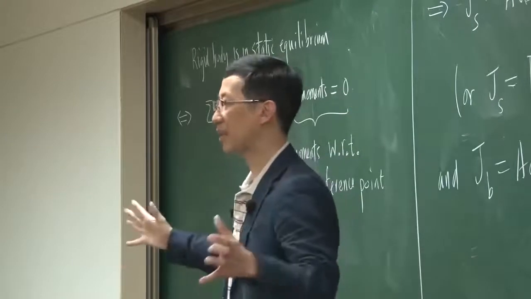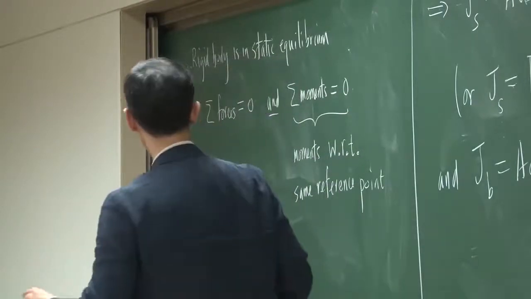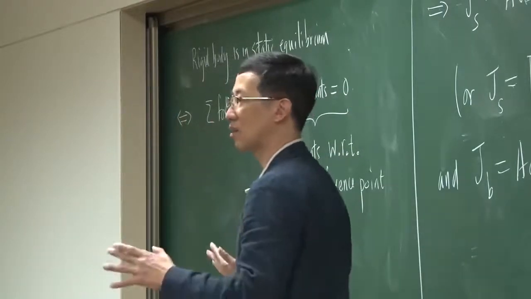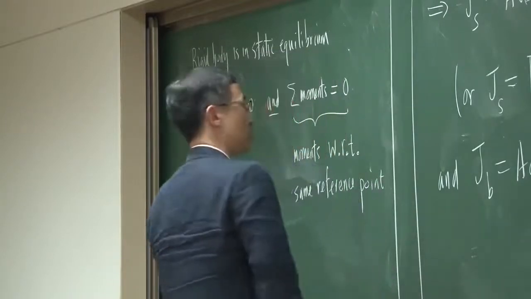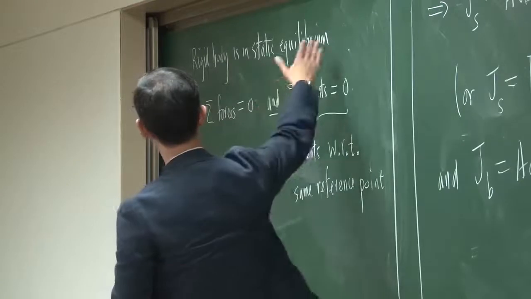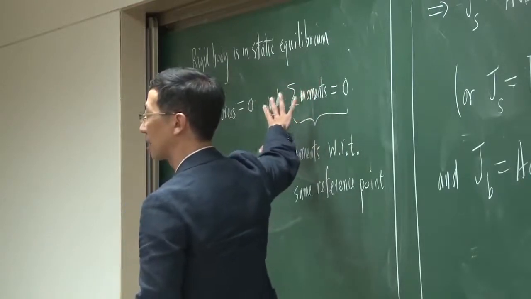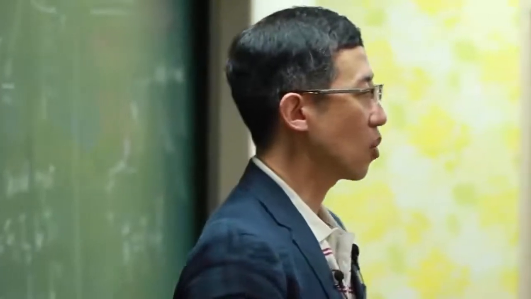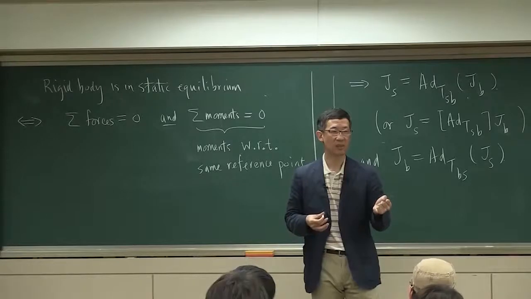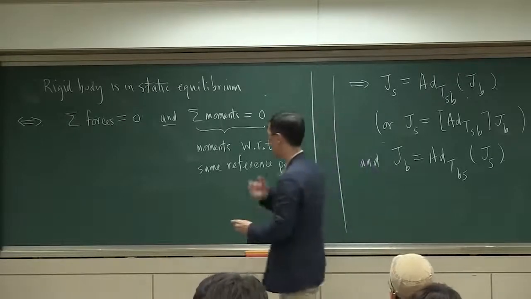Okay, so I don't want to make a big meal out of it. You know, it's just sum of the forces equals 0, sum of the moments equals 0. All right, so a rigid body is in static equilibrium when these conditions are met. A robot, what's a robot? A robot consists of what? A bunch of rigid bodies, a bunch of links connected by joints. So we'll say that a robot is in static equilibrium if all its links are in static equilibrium.